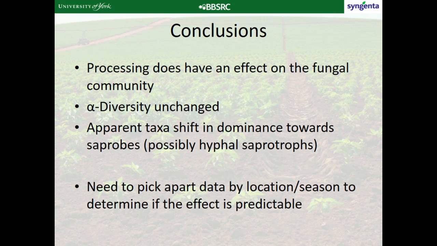So, yes, we can see that processing has an effect on the fungal community. The alpha diversity remains unchanged, and the taxa shift we are seeing is towards saprobes and possibly hyphal saprotrophs. In order to pull out some more meaningful conclusions from this, I'm going to separate the samples out by location and season and examine them independently to see whether or not this effect of processing on the community is predictable. Does this happen the same way each time, biasing towards the same assemblage independent of location and season?